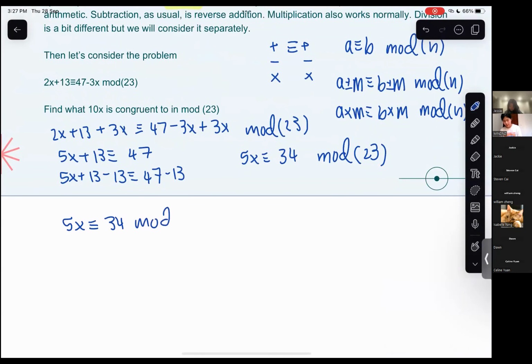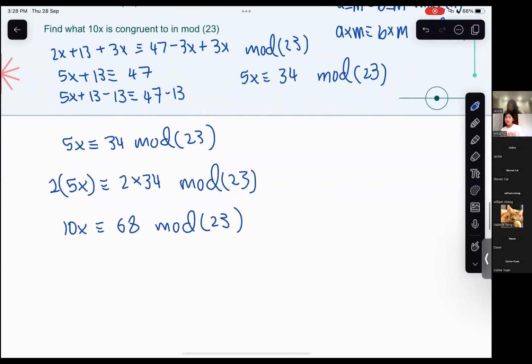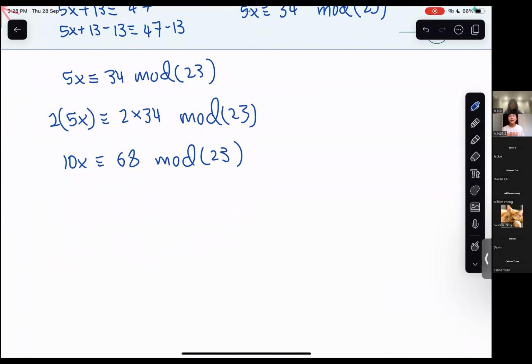Yeah, and because the question asks for 10x, what we can do here is we notice that 5x times 2 is 10x, right? So we times 2 on both sides. And that's 68 mod 23. And we could leave it at 68, right? But we really do want to simplify it a little bit, right?